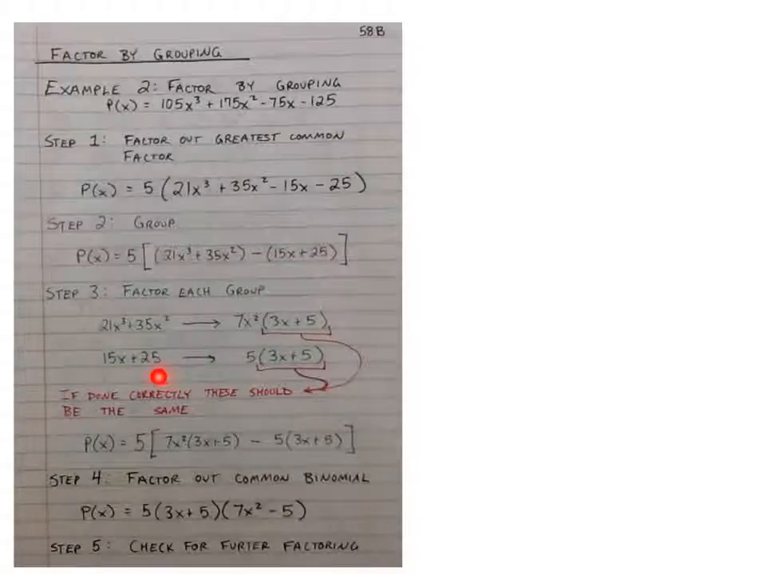Then we want to factor the second group. 15x plus 25, the only common factor that they have is a 5, so we pull a 5 out and we get 5 times 3x plus 5. 5 times 3x is 15x, and 5 times 5 is 25. And if you did it right, we should have 3x plus 5 on both of these. If you do not get the same value in the parentheses between these two things, either you did it incorrectly or the problem cannot be factored by grouping.